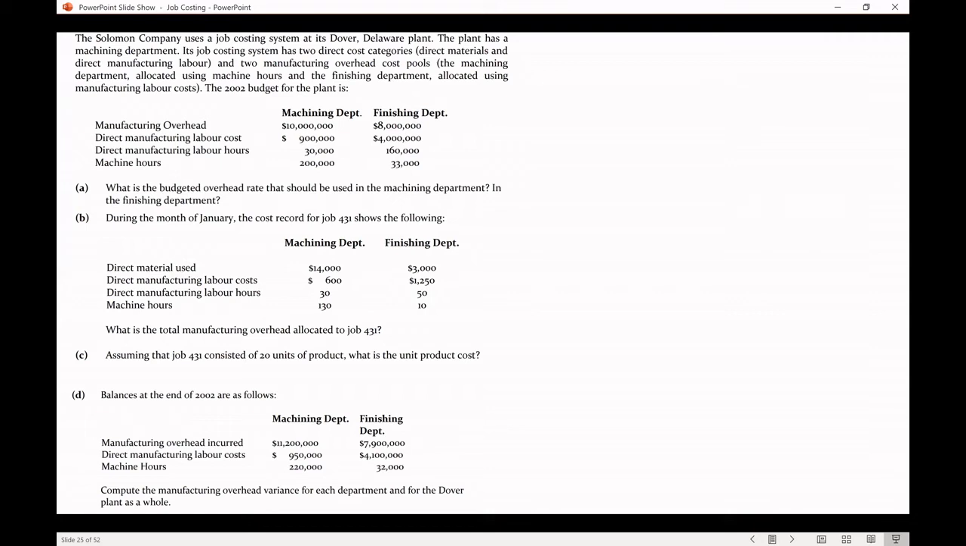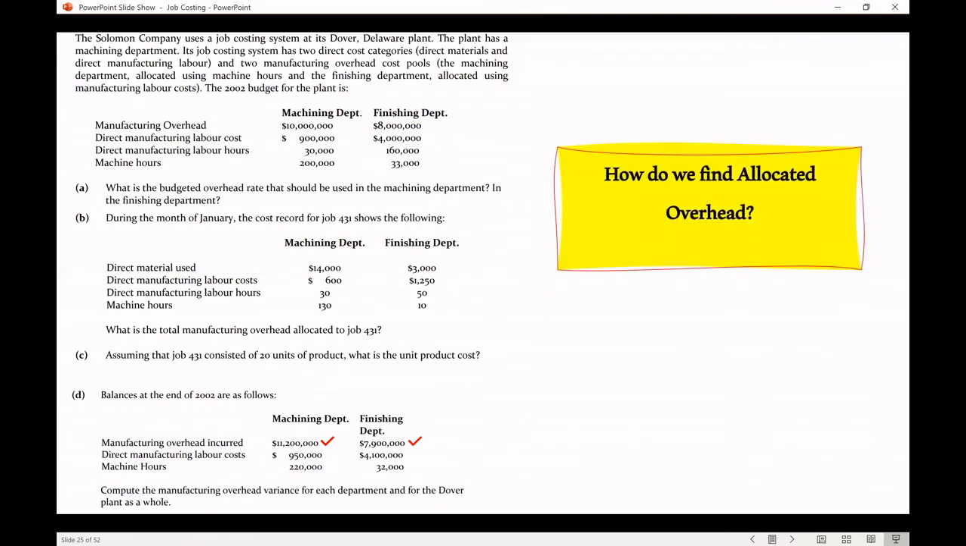What is the actual overhead for the department? You should have seen it. The actual overhead is 11,200,000, right? And for the finishing department, the actual overheads would be 7,900,000. Do we know the allocated? Not necessarily. So how do we find the allocated?